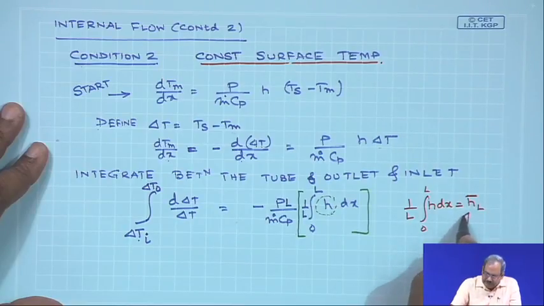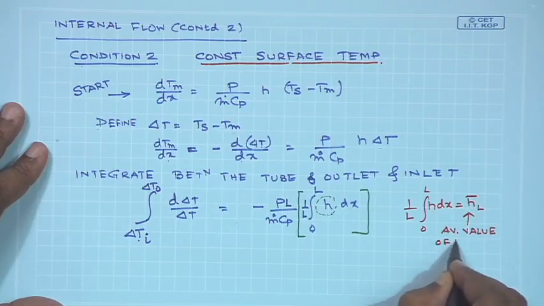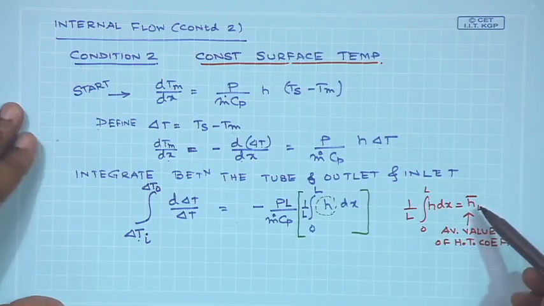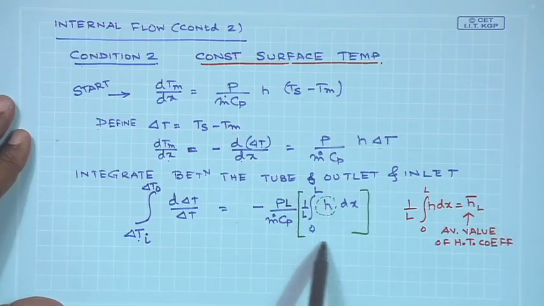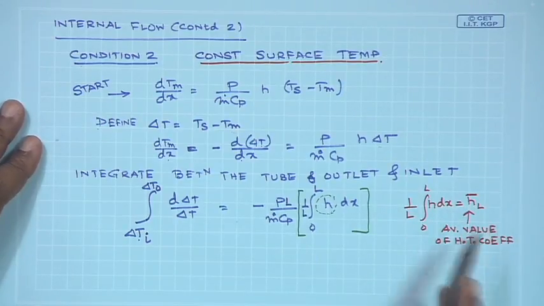So, this is the length average value of the convective heat transfer coefficient. This is the definition of the length average value. In this case, it is the expression for the average heat transfer coefficient. So, this entire thing can now be replaced by h bar L.